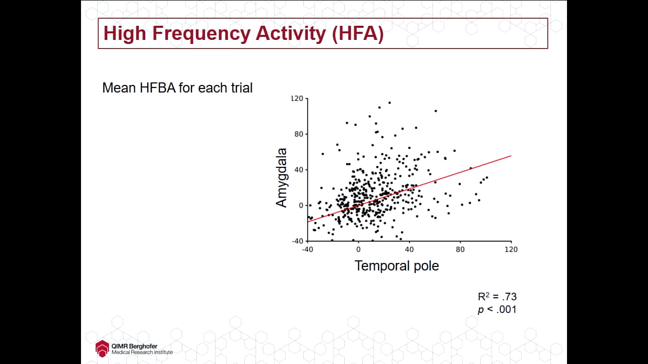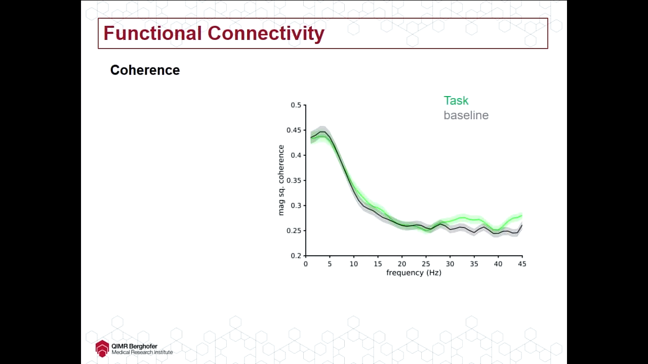Then we moved on to a functional connectivity analysis of coherence. Now, coherence is a measure of synchronicity between 2 signals and tells us in what frequency range the communication is. After performing this coherence, we see a peak in the low frequency range where the communication is happening. And this was not much different from the baseline condition, perhaps telling us that this is the intrinsic frequency of communication between these regions.